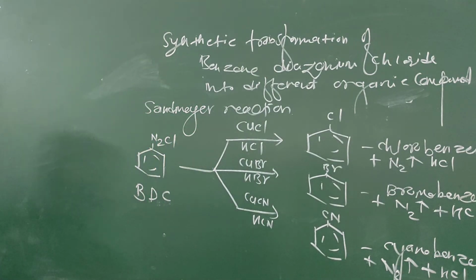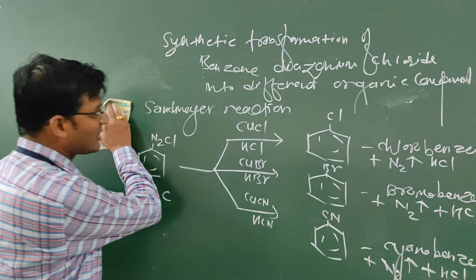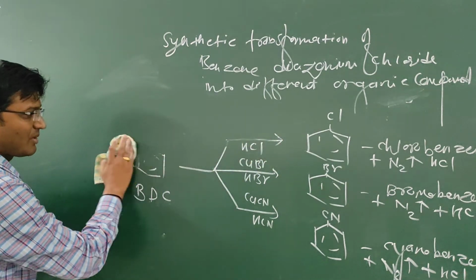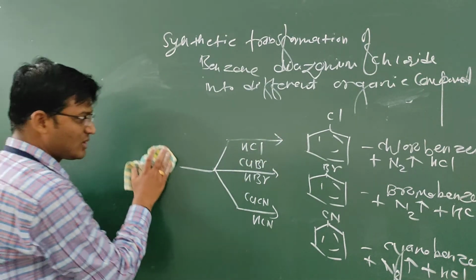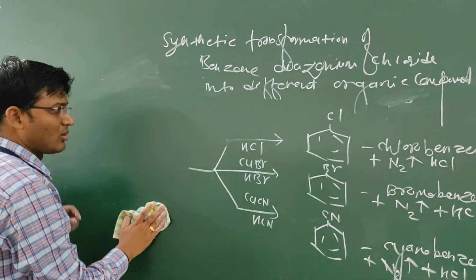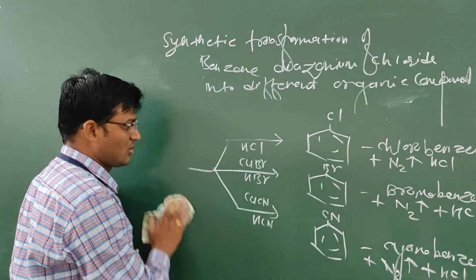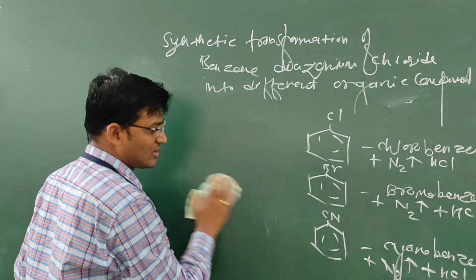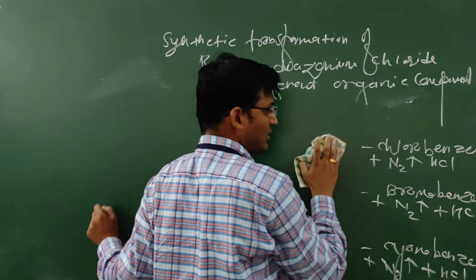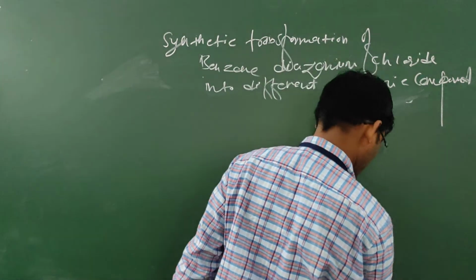Now, this is the second. The reaction is known as the Sandmeyer reaction. The formation of chlorobenzene, bromobenzene and cyanobenzene from benzene diazonium chloride with a suitable reagent is called the Sandmeyer reaction.